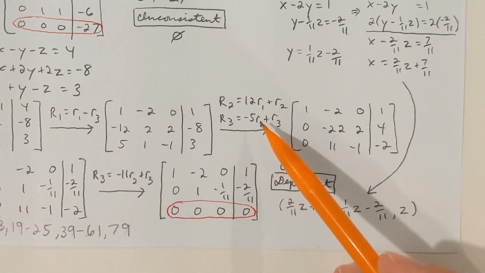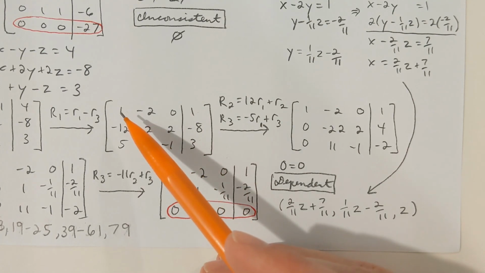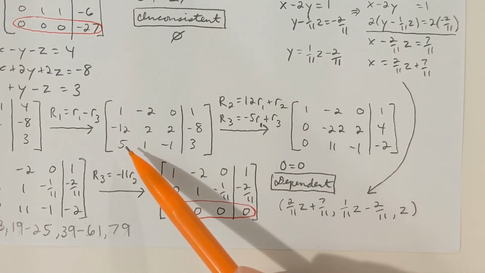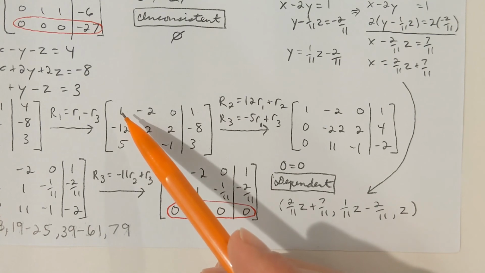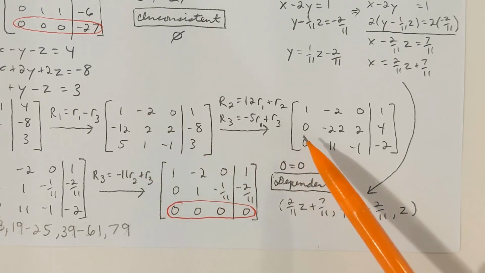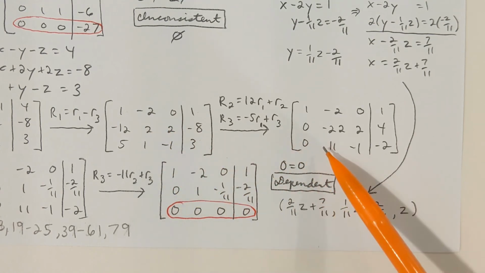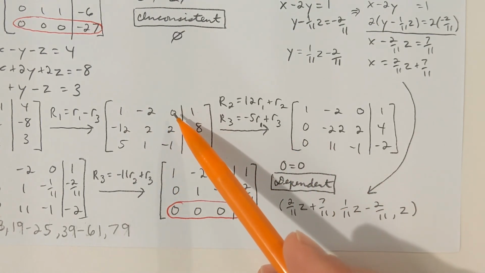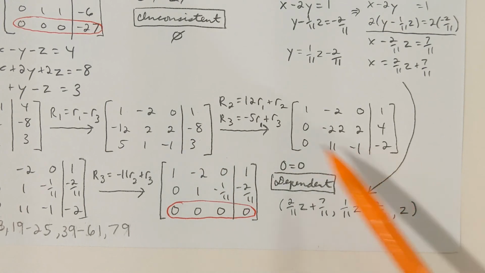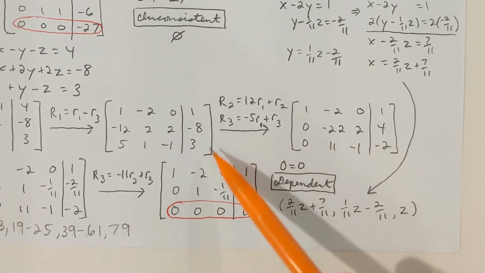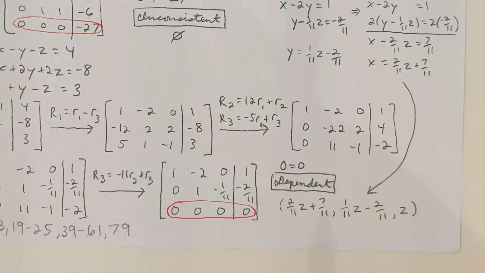To get a new row 3, we'll take negative 5 times row 1 plus row 3. So negative 5 times 1 is negative 5, plus 5 is 0. Negative 5 times negative 2 is 10, plus 1 is 11. Negative 5 times 0 is 0, minus 1 is negative 1. Negative 5 times 1 is negative 5, plus 3 is negative 2.